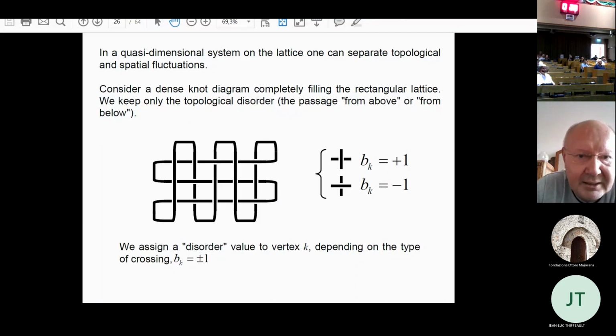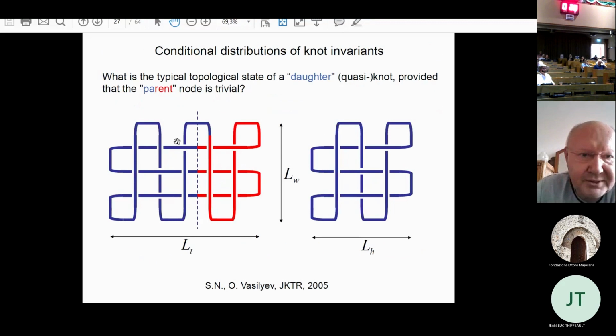Okay, but now we ask a different question. Suppose that I'm so clever that I have created under and over crossings in such a way that I know that this is for sure a trivial knot. So I consider the sub-ensemble of such lattices where the under and over crossings are organized in such a way that we always have a trivial knot.